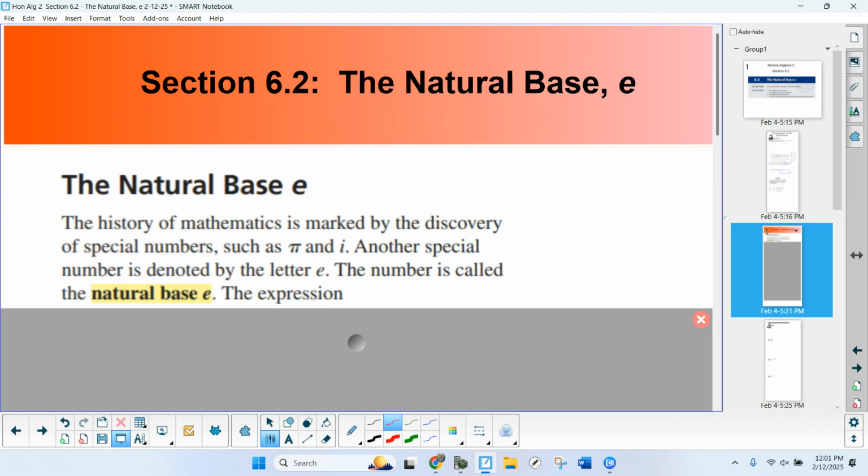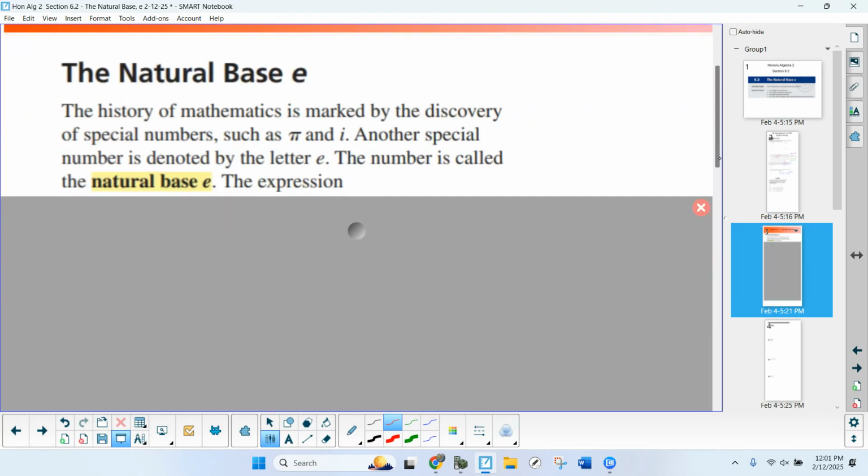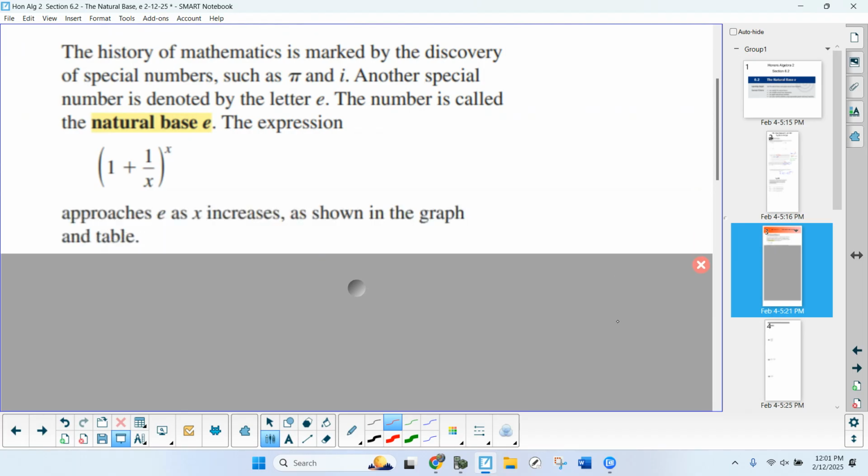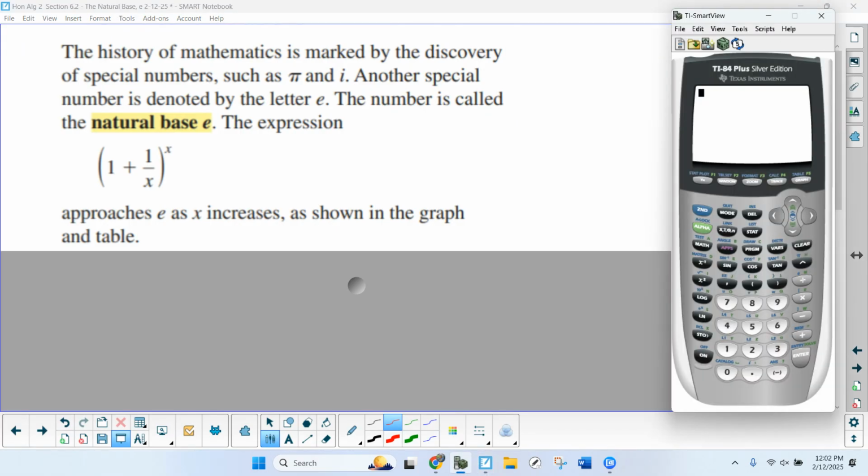Called E, and E is the natural base. Okay, it's called the natural base. So what is E? Well, E is basically what this graph approaches. So for example, if I come to y equals and I put this expression in my calculator, and you guys can just watch, you don't have to do this: 1 plus 1 over x raised to the x power.